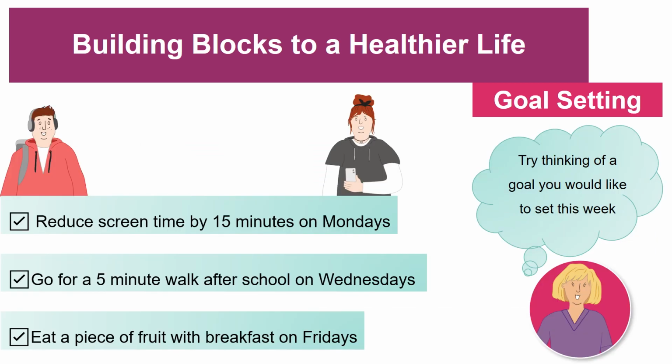So as we mentioned earlier, each week we will discuss goal setting at the end of each session. So this is Tom and Shan from your booklet, and here are their examples of the goals they have set themselves based on today's session, just to give you a few ideas to get you started. They are going to try reducing screen time by 15 minutes on a Monday, going for a 5-minute walk after school on a Wednesday, or eating a piece of fruit with breakfast on Friday. So now it's your turn. Using the goal tracker sheet, have a think and write down a small goal you can make, and you can discuss this in your next one-to-one phone call with your key worker.